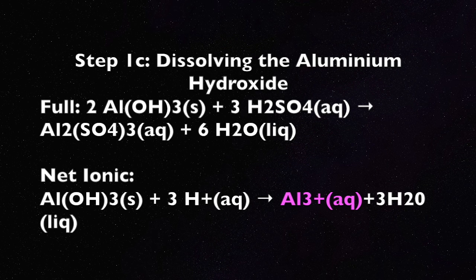Sometimes, as occurred in our experiment, the aluminum hydroxide did not dissolve upon the addition of the remaining sulfuric acid. In this case, heat was applied for about 10 minutes, and then a further 10 milliliters of sulfuric acid was added before all of the aluminum hydroxide eventually dissolved.